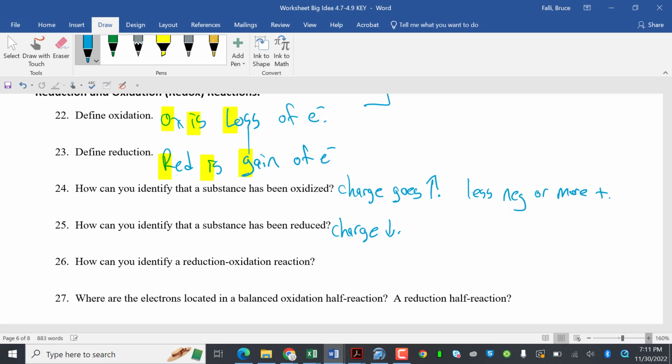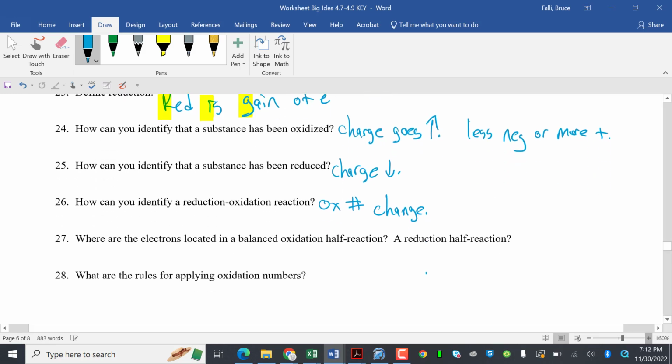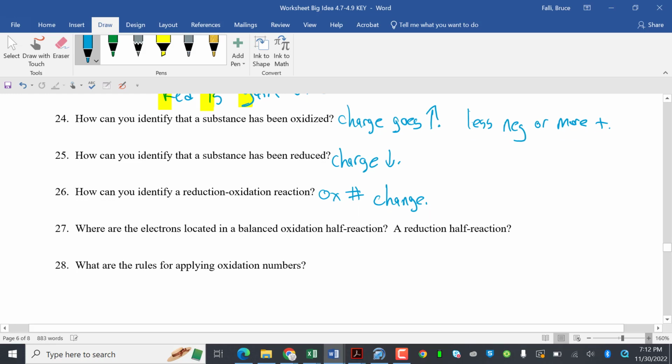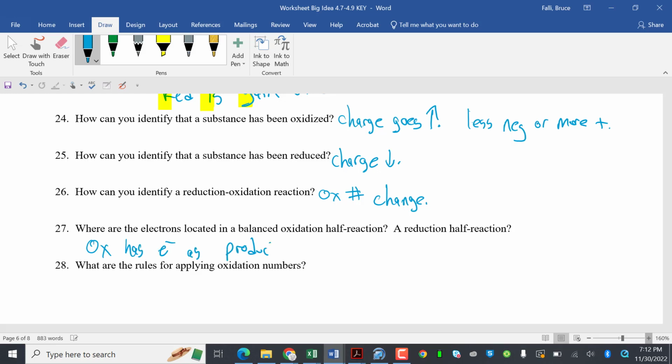How can you identify a reduction-oxidation reaction? Everybody calls them oxidation-reduction, but this is reduction-oxidation, same thing. Oxidation numbers change. And an oxidation number is essentially a charge. Where are the electrons located in a balanced oxidation half reaction, a reduction reaction? So an oxidation loses electrons, has electrons as products. Reduction has electrons as reactants.